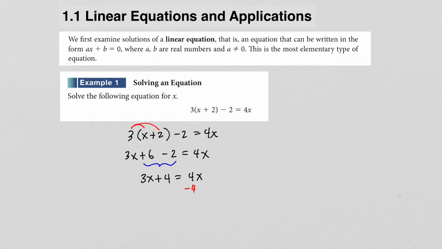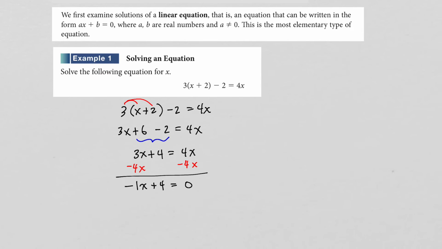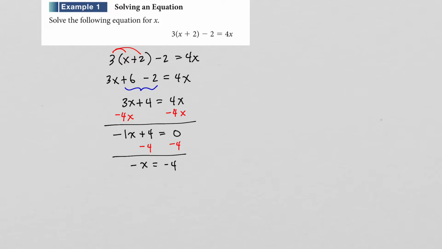So if we subtract 4x from both sides, as I first mentioned, 3x take away 4x is negative 1x plus 4 is equal to 0. And now you can see that we do have it in the format ax plus b equals 0. But to solve, what we need to do next is subtract 4 from both sides. And when we do this, we get negative x is equal to negative 4. And finally, to solve, we need to divide both sides by negative 1, which gives us x is equal to 4.